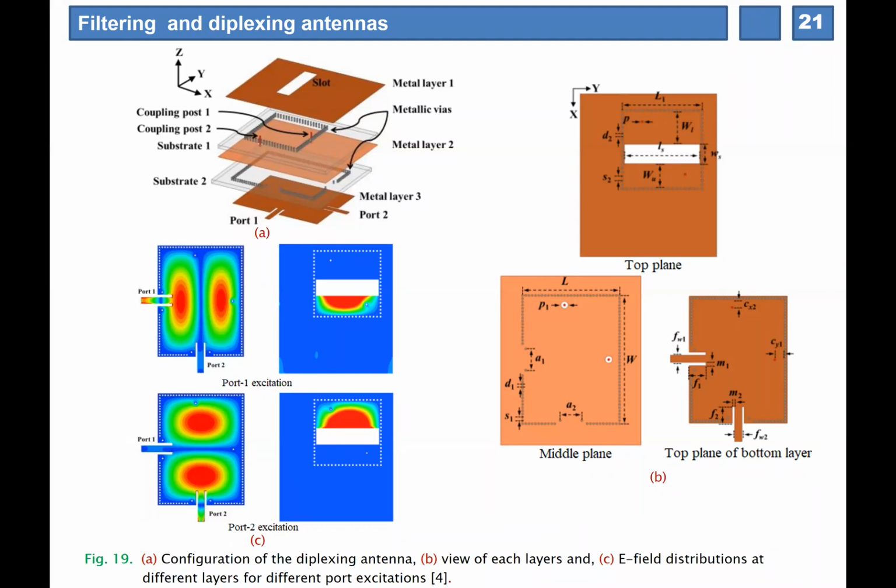But here, if you cut a slot, then there is a high chance that it will conduct the energy for both excitations. That's why two posts are placed very intelligently. For one mode, it will conduct, and for the other mode, it will not conduct.